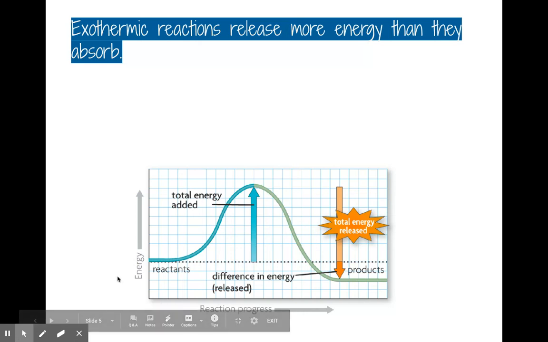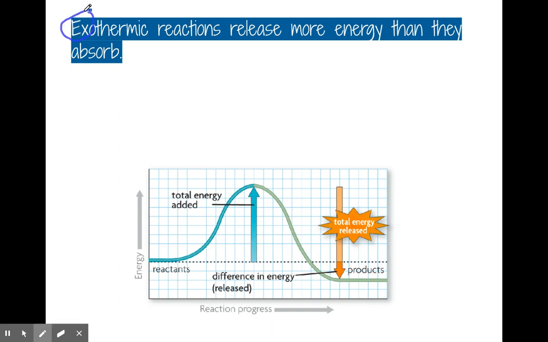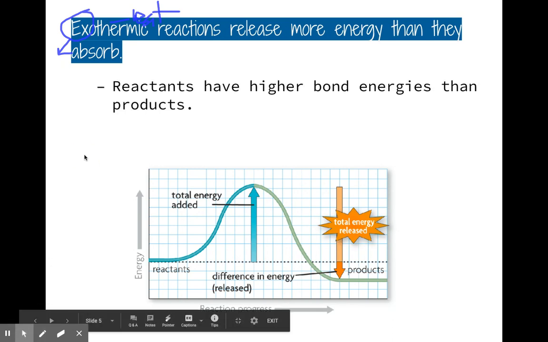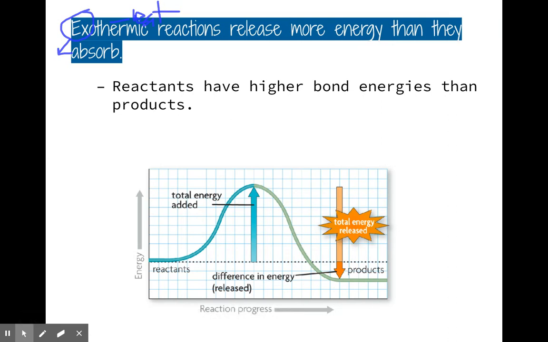Right, in an exothermic reaction, we release more energy than we absorb. So like I said, please make sure you understand this term, exo. Exo means like exit, right? Therm means like heat. So therm has to do with heat. Sorry, my spelling is terrible up there. Now, reactants have higher bond energies than products.